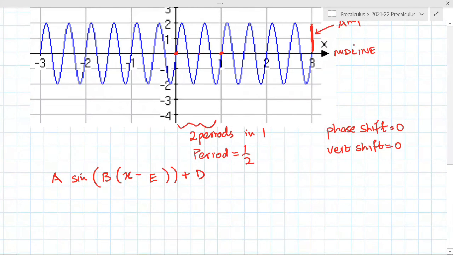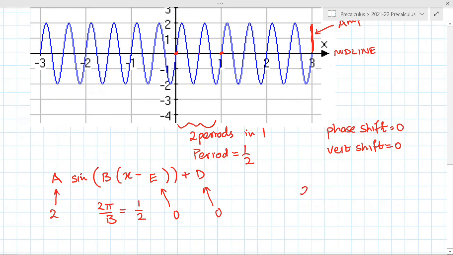So amplitude is 2, right? So this is 2. And period is 1/2. So period is 1/2, but period was supposed to be 2 pi over B, correct? And then we saw period is 1/2. So 2 pi over B is 1/2. And phase shift is 0. So this is 0. And vertical shift is also 0. So the only thing we need to find out is what is B. E is 0, D is 0. We have to figure out what is B.